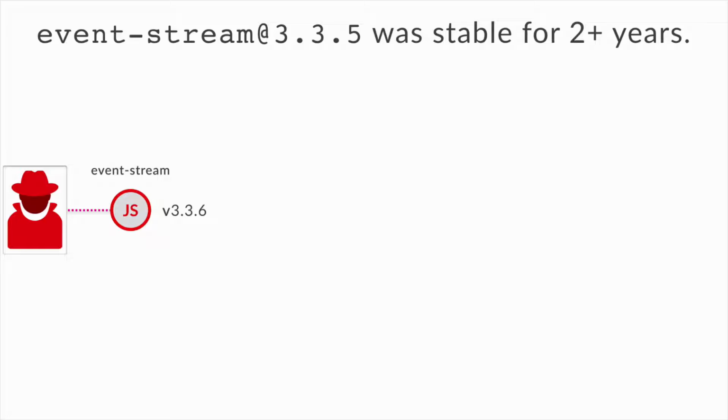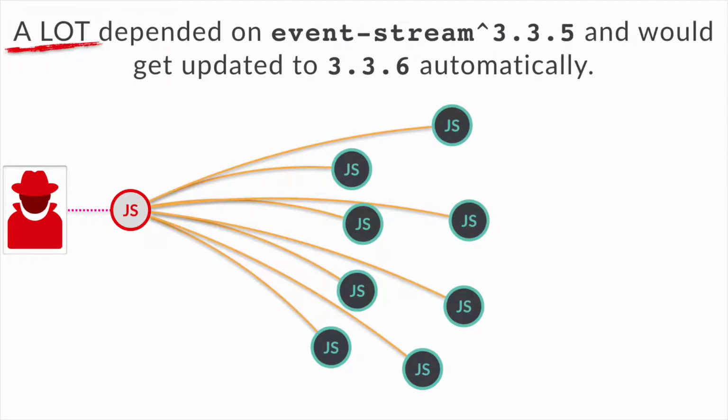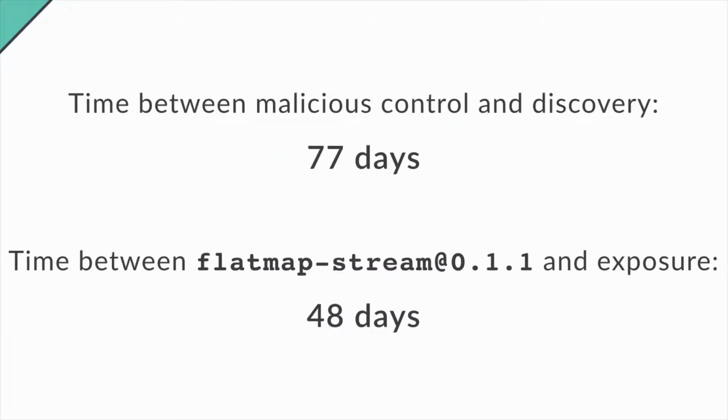EventStream itself had been stable for 2+ years. So that means that everyone who had installed it automatically added dependency 3.3.5, probably with a caret or a tilde, so that every time any of those got installed again anywhere, either a new developer pulling it down, somebody blowing away the dependencies, reinstalling them on a build machine, whatever else, it would automatically suck in that malicious dependency. And this happened 8 million times over the course of about 5 or 6 weeks. So the time between the malicious control and the discovery of this, 77 days. And the time between flatmap-stream 0.1.1 and it being exposed was 48 days. So 48 days in the wild being able to affect whenever it wanted to infect.